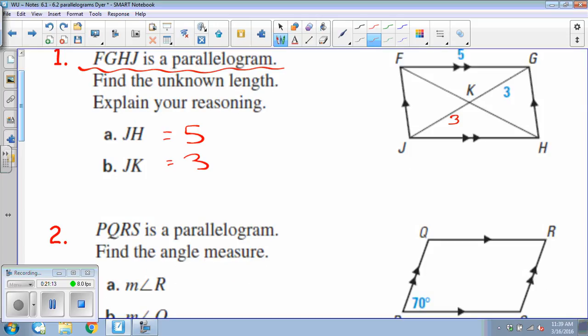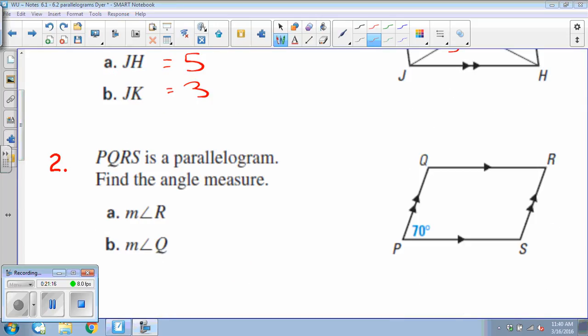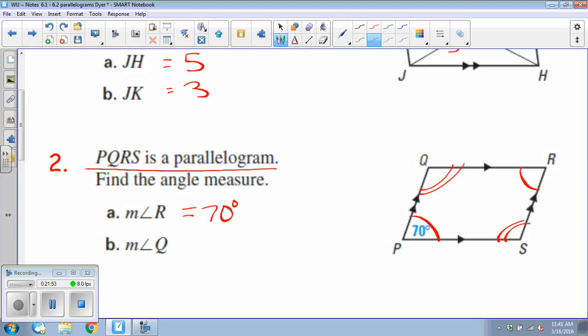Okay, look at number 2. They tell us it's a parallelogram. What's the measure of angle R? 70, because this is congruent to this. What about Q? 110. Why? Well, that's one reason, because all angles add up to 360, but you would have to know that consecutive angles are supplementary. So this is 110.